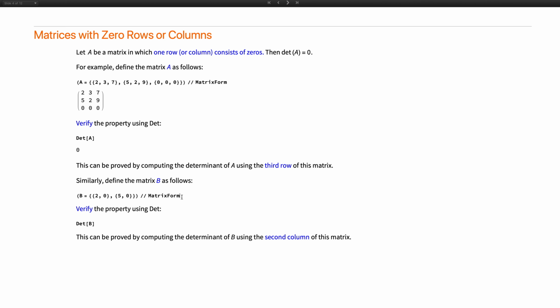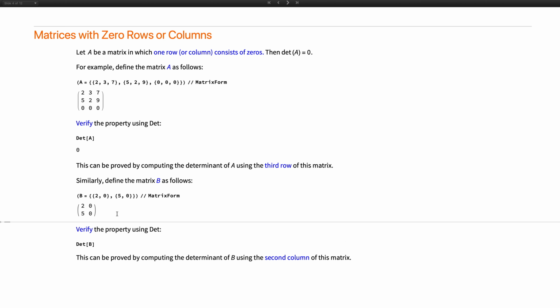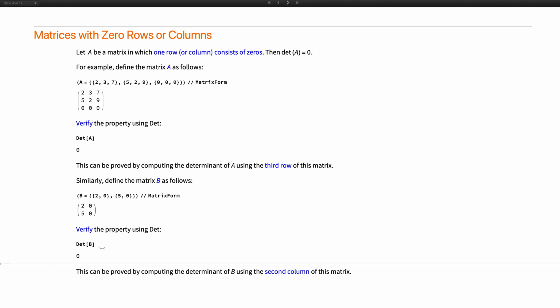Similarly, you've got a matrix B over here, and now the second column is all zeros. Then again, the determinant of B will be 0. And if you had to actually prove it, you would use the second column of the matrix.